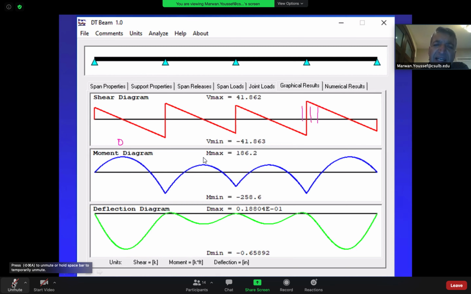And then I come here to this span. This doesn't tell me what this moment is. Where are we going to get that from? Anybody? Where are we going to get this value of moment from? Somebody.